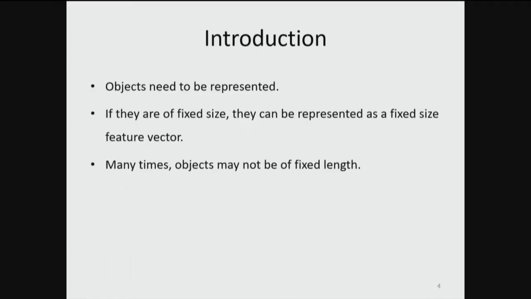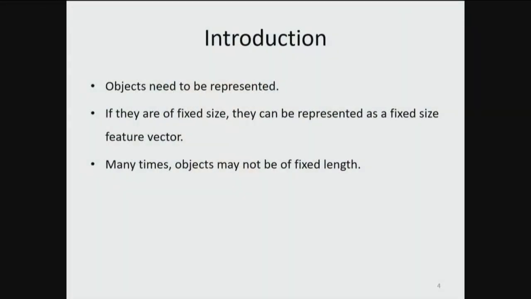We move on to the first one, that is the kernel function. What is the kernel function after all? We know that objects need to be represented before they are used for some machine learning purposes. The objects can be of different nature, but if they are of fixed size, it will be easy to convert that into a machine friendly format by converting it to fixed size feature vectors.